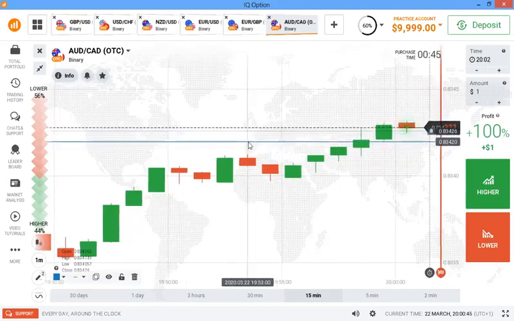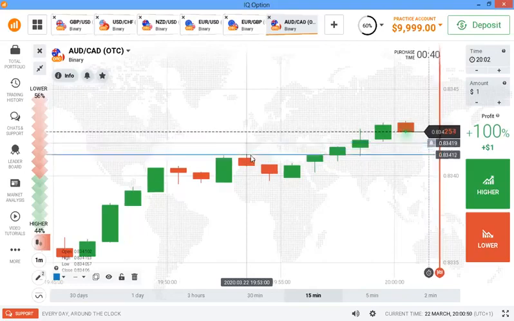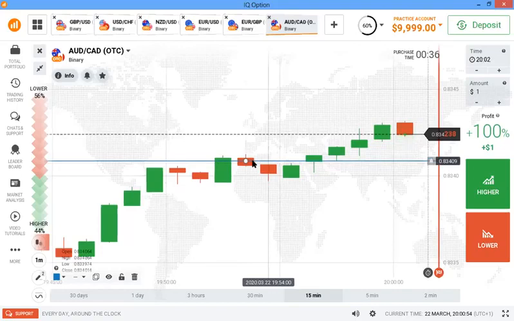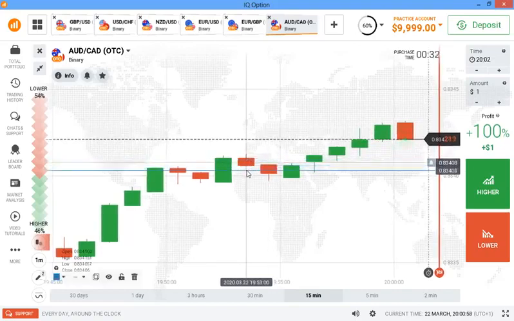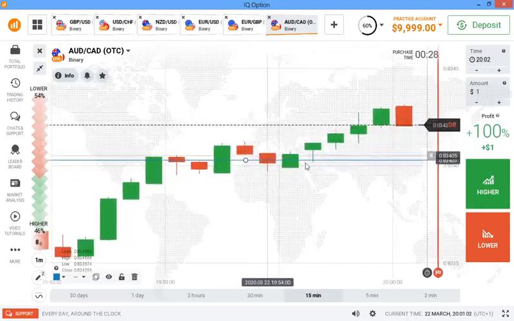All this rejection you are seeing here is a level. This one is a level. This one is a level. This one is a level. I think I will make a video on that maybe today, how to use all these lower rejections as levels.